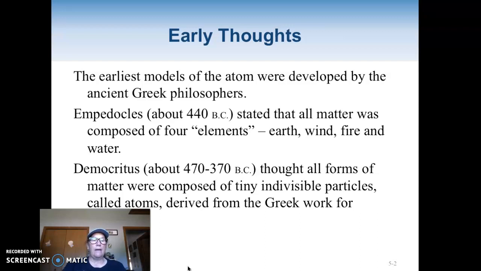Sorry, I'm having a hard time where to stick myself so I don't get in the notes, but you got me over here this time. Anyway, Democritus said everything is made up of little tiny particles you can't divide anymore, and those are atoms.